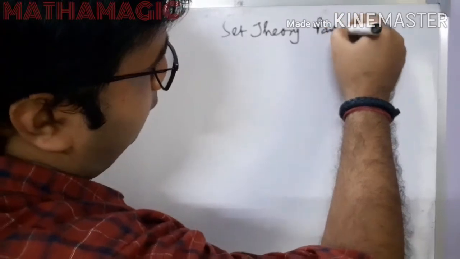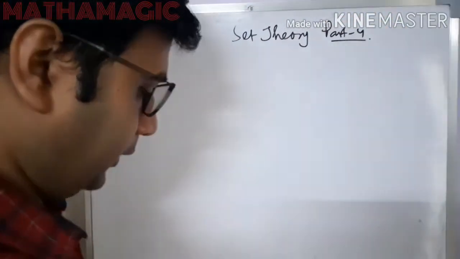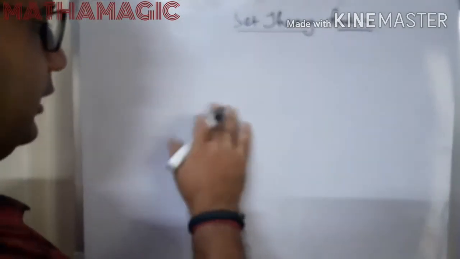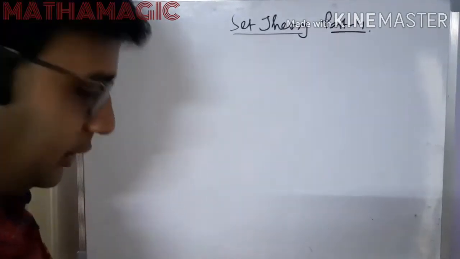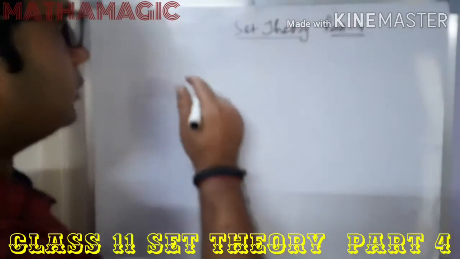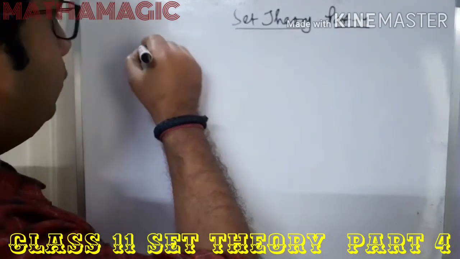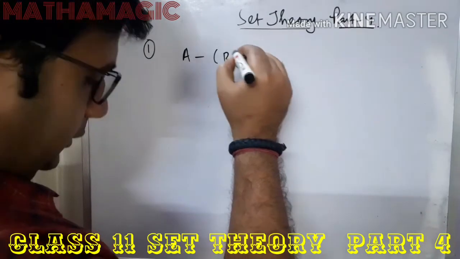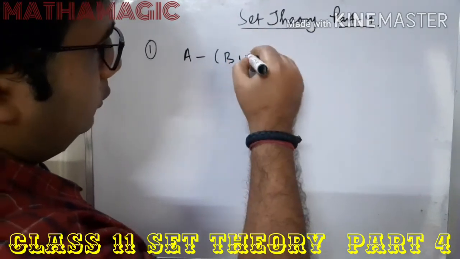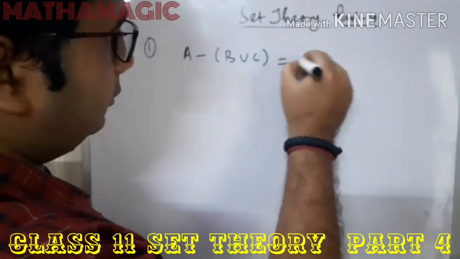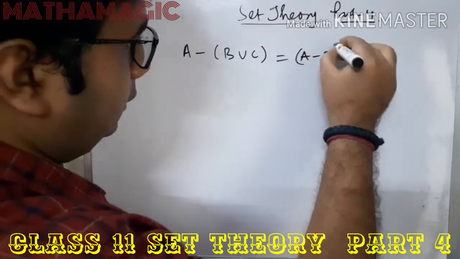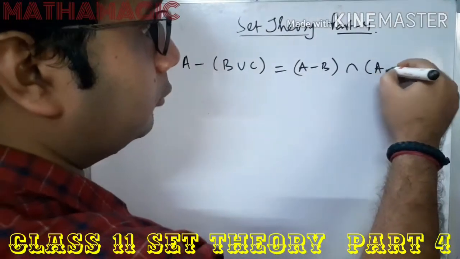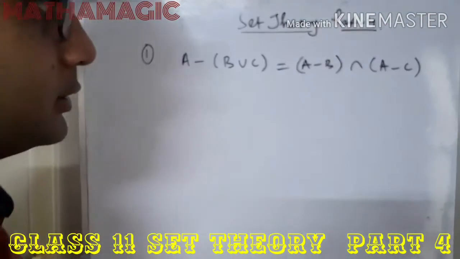Set theory part 4. So first we'll start with some of the proofs which I have seen in some of the books. They are given so many times in almost every book. So first of all we'll write the problem here and we'll try to solve it by using the rules we have already discussed.